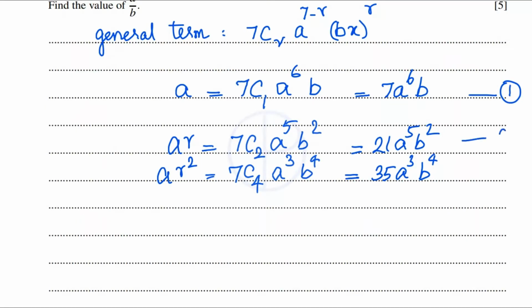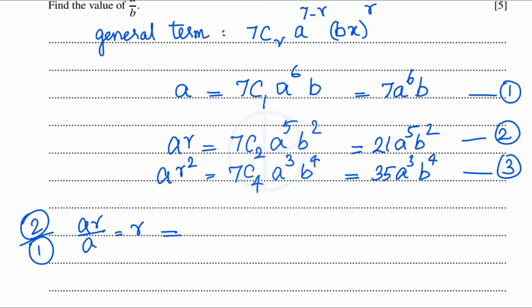So from 1 and 2, let's find out the r value, and from 2 and 3, we will find the r value, and we will equate both the r values. From 1 and 2, so 2 divided by 1. What is that? ar divided by a, which is r. So r is equal to 21 a power 5 b square divided by 7 a power 6 b, which is equal to 3b divided by a.